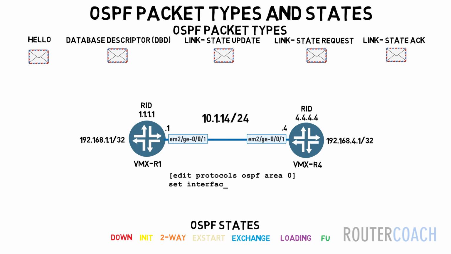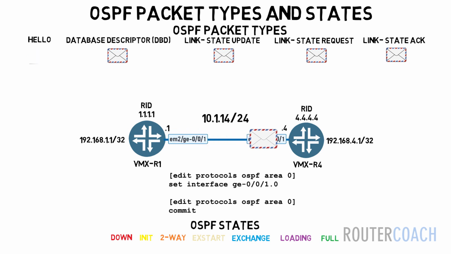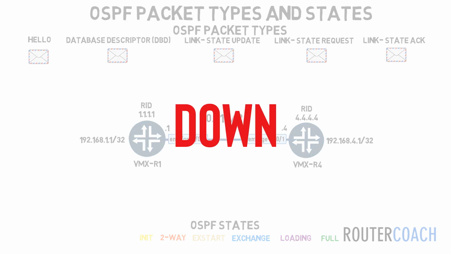As soon as VMX R1 is configured for OSPF, it will start sending the first of the packets, the hello packet, sent every 10 seconds out all of its OSPF configured interfaces to the multicast address of 224.0.0.5. This is used something like a keep alive to establish and maintain neighbor adjacencies. However, as R4 is not yet configured for OSPF, the device remains in the down state.